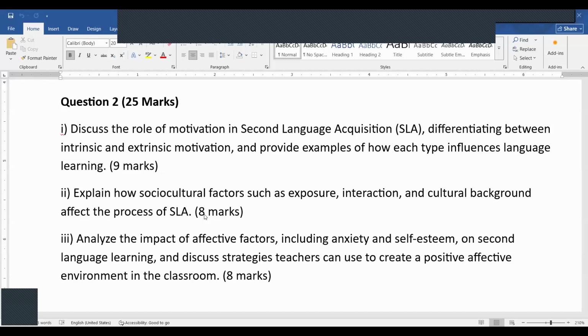Right. Then the next question: explain how socio-cultural factors such as exposure, interaction, and cultural background affect the process of second language acquisition. Very easy question. Acquisition also. Sorry? Acquisition. Oh, yes.